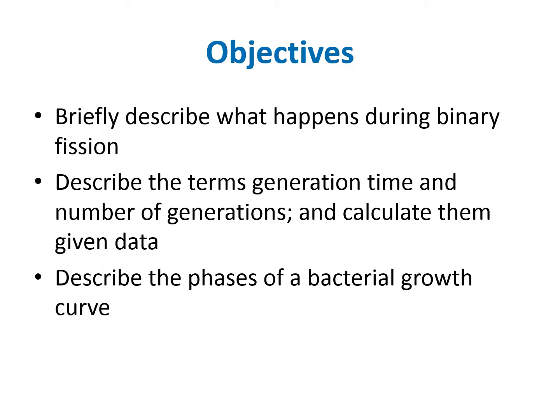There are three primary objectives for this video. The first is to briefly describe what happens during binary fission and to describe the terms generation time and number of generations. You also need to be able to calculate the generation time and number of generations based upon data that you're given. And then you also need to describe the phases of bacterial growth curves.